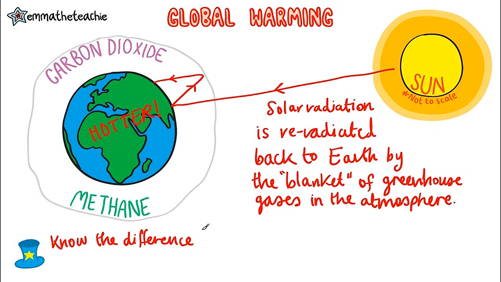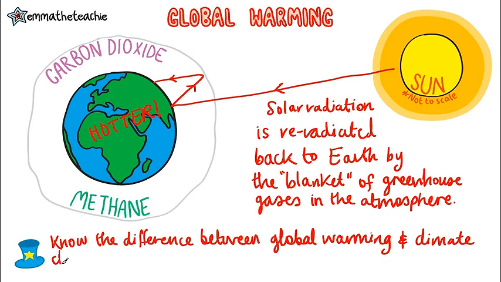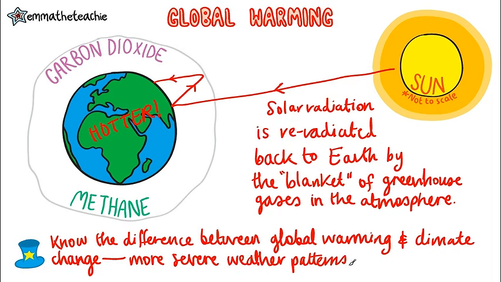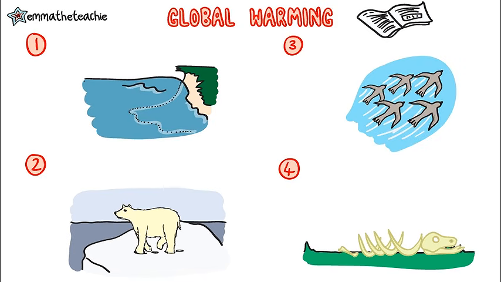It's important to know the difference between global warming and climate change. As I mentioned at the start, global warming is the Earth's average temperature, but climate change is more severe weather patterns. If you're given one particular phrase in an exam question, you should use that same phrase in your answer.